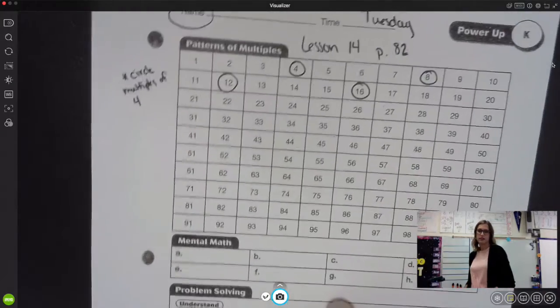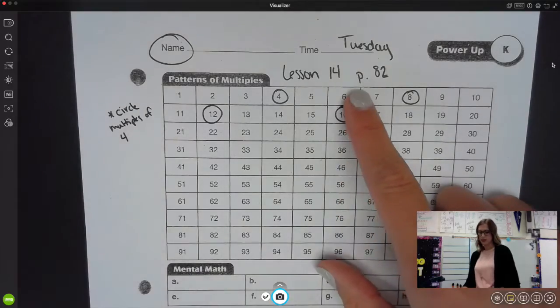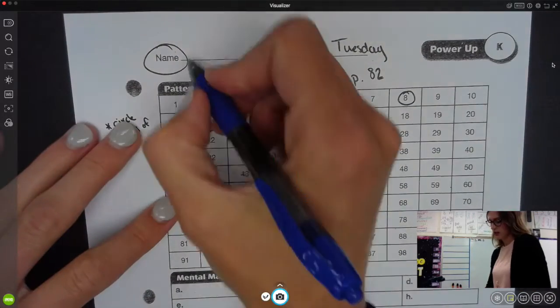Good morning, third grade. Today we are on lesson 14. It starts on page 82. First things first, let's get our name on top of our paper.